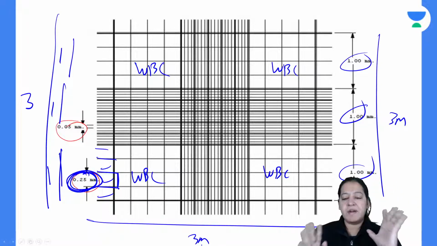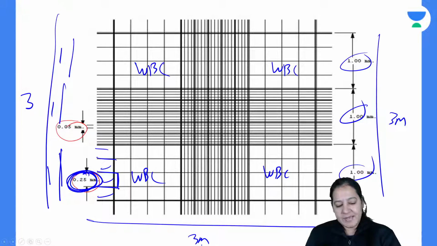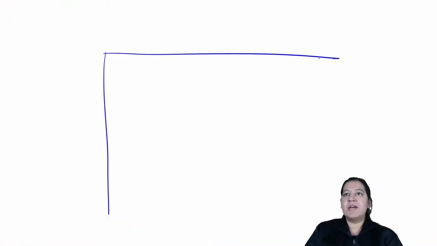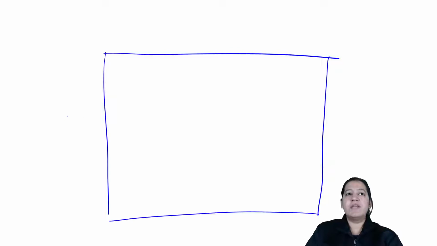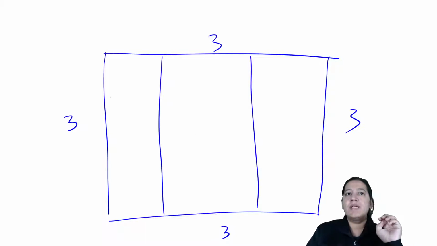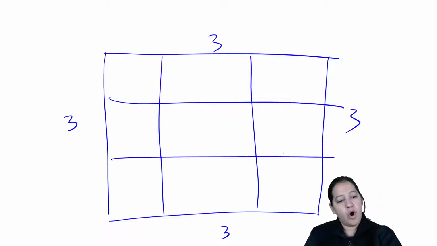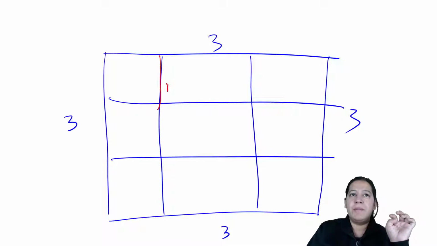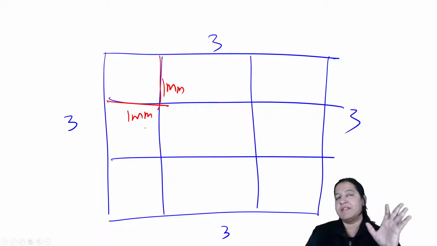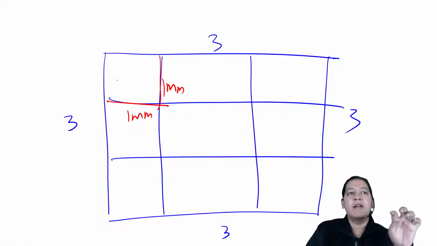So Neubauer's chamber grid is a square. It is like this. So 3, 3. It is 3 millimeter, 3 millimeter. From all the dimensions, it is 3 millimeter. It is a square, and it is divided into 9. So each one is 1 millimeter by 1 millimeter. All of them are 1 millimeter, and the depth is 0.1 millimeter. That is the thing. So the corner ones are WBC.